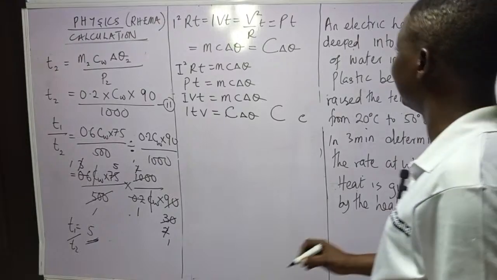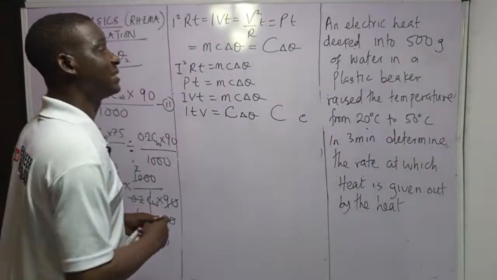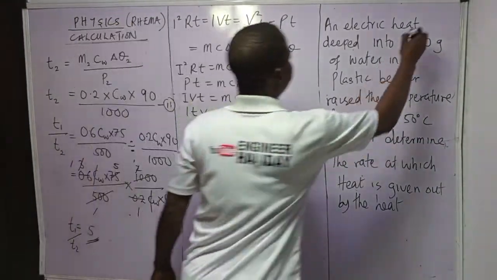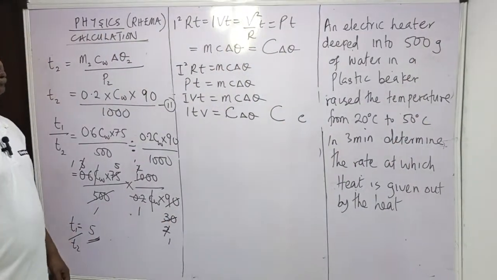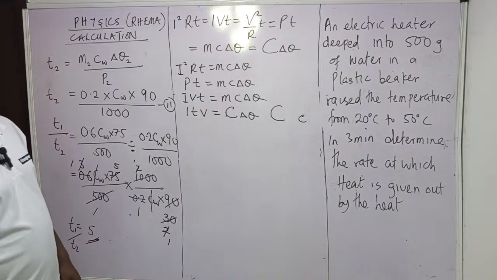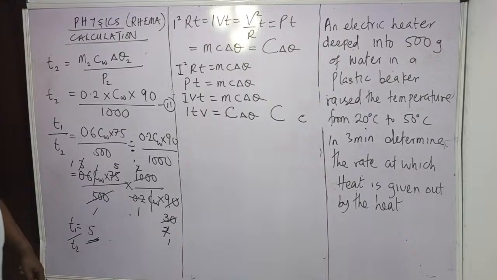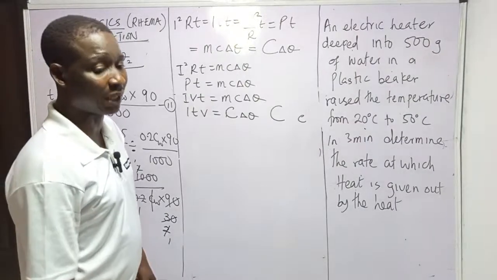Now look at the question. They said an electric heater is dipped into 500 gram of water in a plastic beaker, raising the temperature from 20 degrees Celsius. Did they give us the specific heat capacity of water?